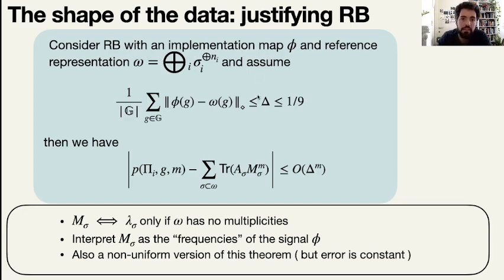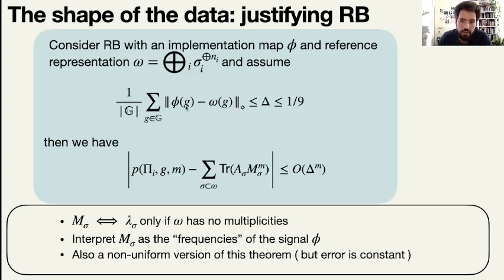And you're going to make the assumption that on average, the diamond distance between your implementation and the ideal implementation is small. And it is actually important that you pick the diamond distance here, or at least some sort of worst case measure of distance. If you pick something like average fidelity, this theorem will fail. I'm not going to get into that too much. You can read the details in the paper.